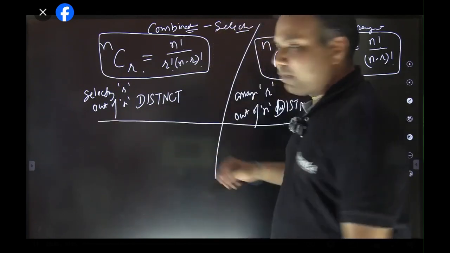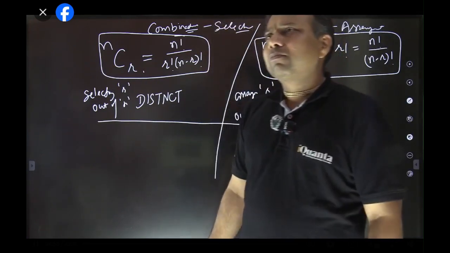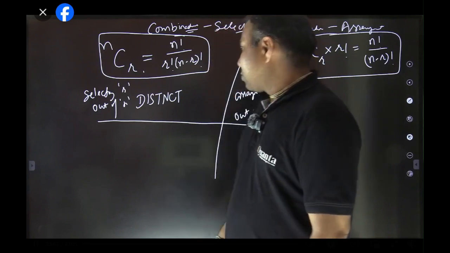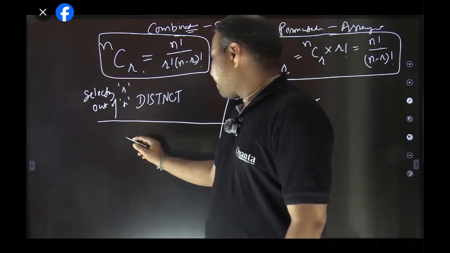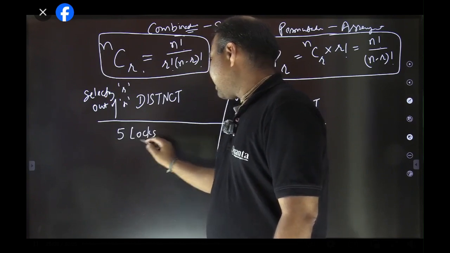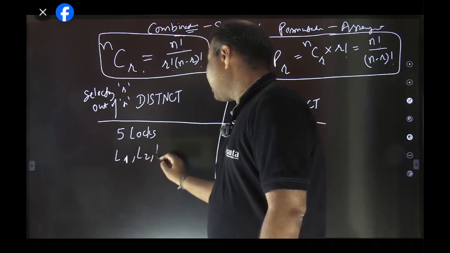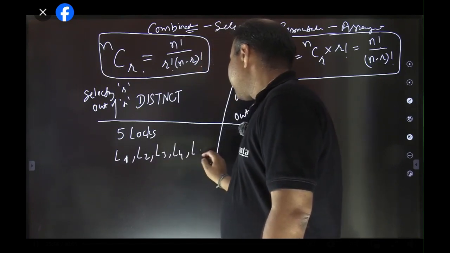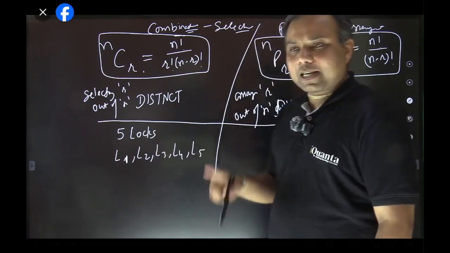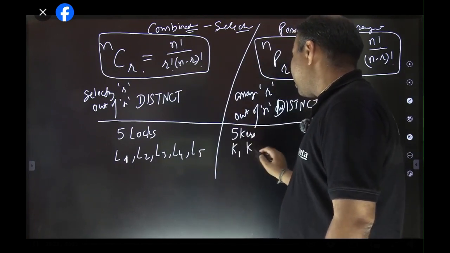Okay, let me ask you one more question before I come to the actual slides. One more question. It is from CAT, I think 2012 or 13. I don't remember exactly the year. So this question was there that there are 5 logs, let's say L1, L2, L3, L4, L5. And each log has exactly 1 key. So there are 5 keys. So let's call them K1, K2, K3, K4, K5.